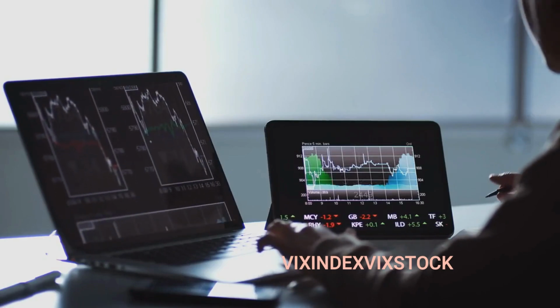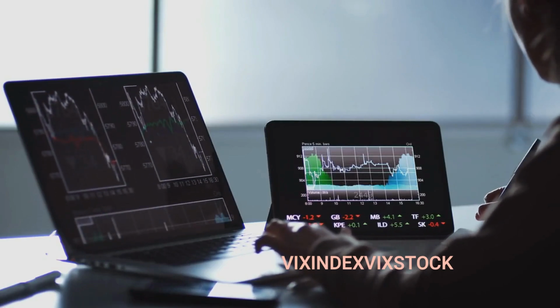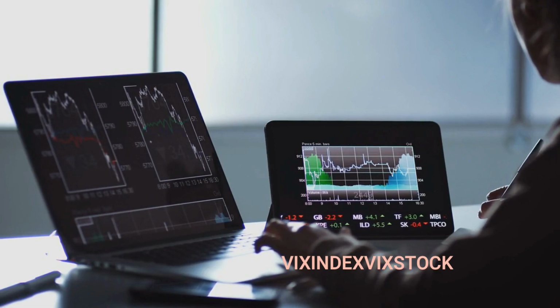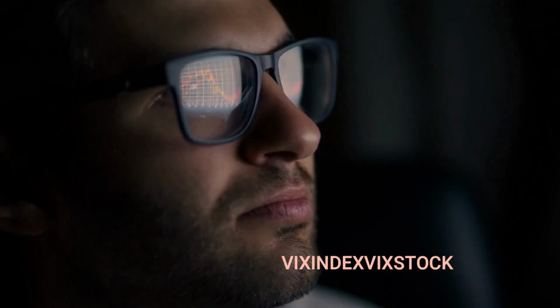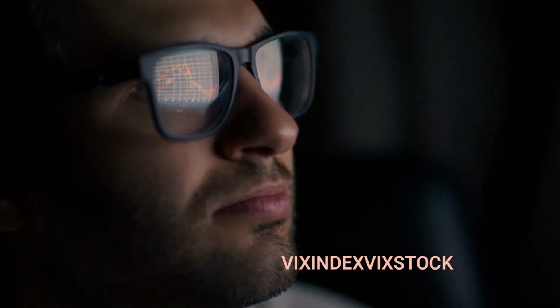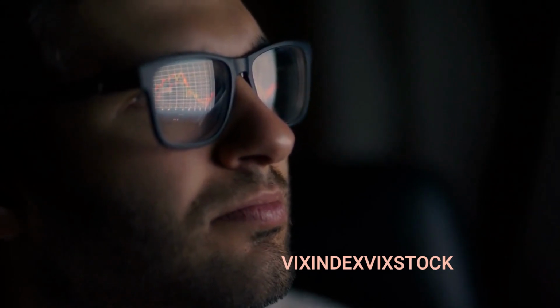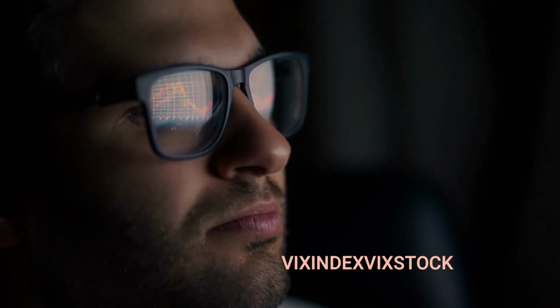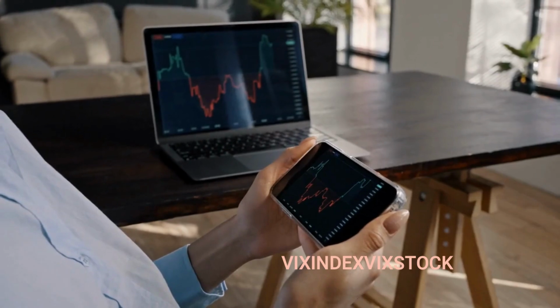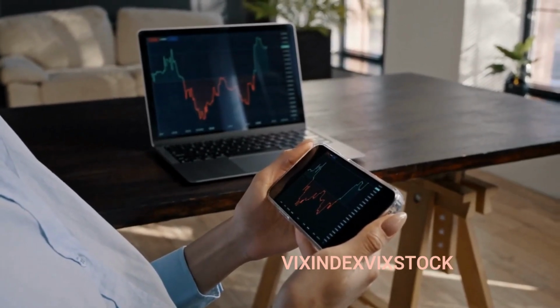What is risk management in Forex trading? Risk management in Forex trading revolves around controlling your exposure to potential losses. In this context, risk refers to the likelihood of losing money. Several factors contribute to the overall risk, including market volatility, position size, and your trading strategy.